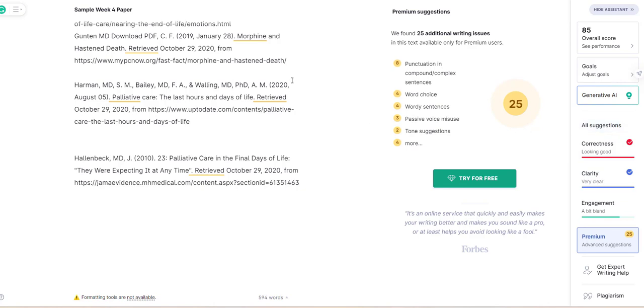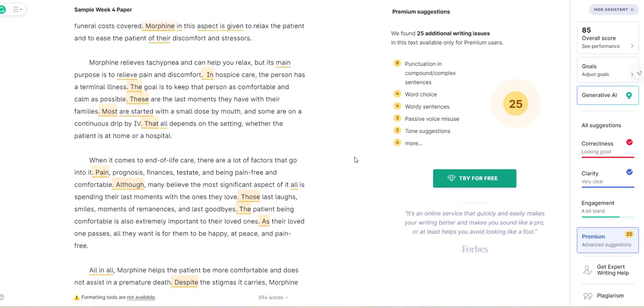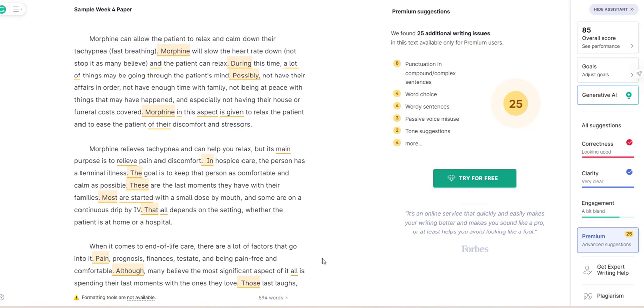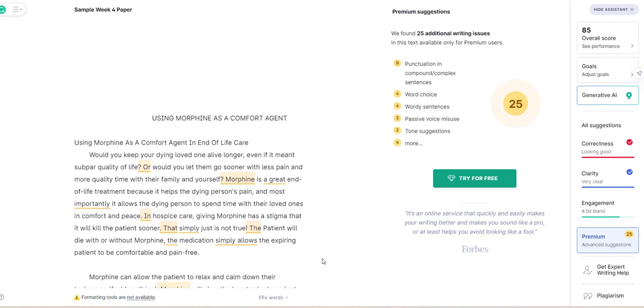All right, so now upgrade to premium. This is all you can do with the free version, and if you upgrade to the premium version, it will tell you what's wrong with all of these, and you can get an even better score.